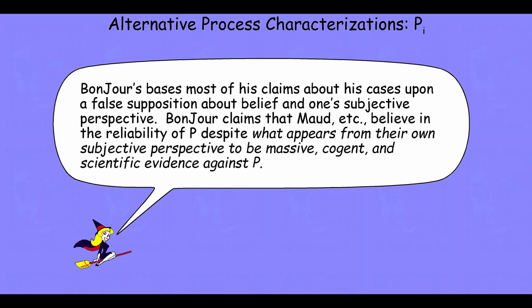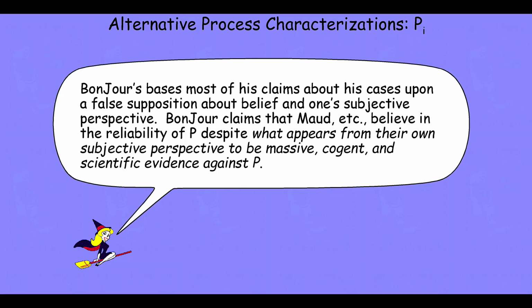And I think this brings up another troubling aspect of BonJour's cases. Once we start to examine these cases more carefully and be careful about how we think about the process and how we think about the timeline and how we think about the subjective state of the reasoner, we start to realize that BonJour's examples all turn on what's probably a false supposition, but certainly a highly questionable supposition about the relationship between belief and one's subjective perspective on the likelihood of that belief.